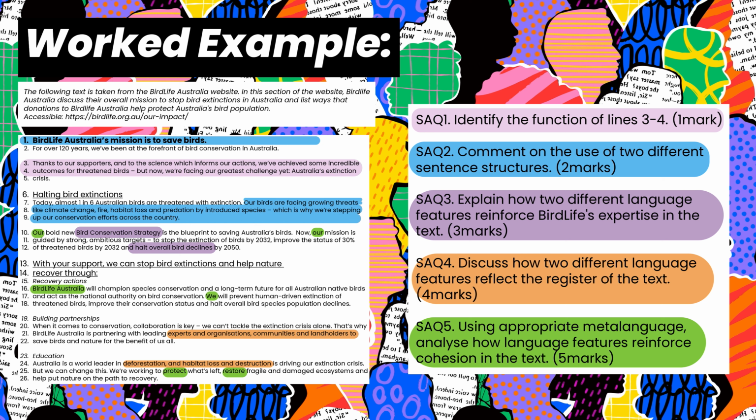Question 4 is about how 2 different language features reflect the register. And these questions are a little bit sneaky because they actually ask you to talk about 2 different examples, but you also have to get that full 4 out of 4, identify the register of the text correctly. So you're kind of doing 3 different things for 4 marks.